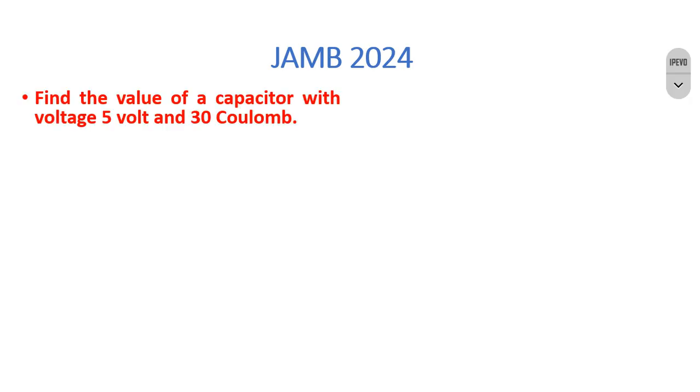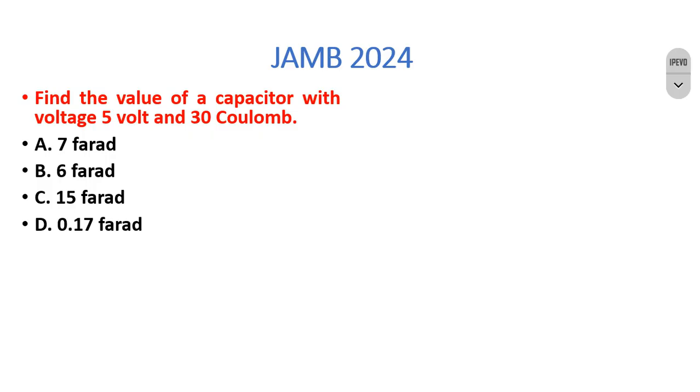The first question says, find the value of a capacitor with voltage 5 volts and 3 coulomb. Option A is 7 farad, B 6 farad, C 15 farad, D 0.17 farad.